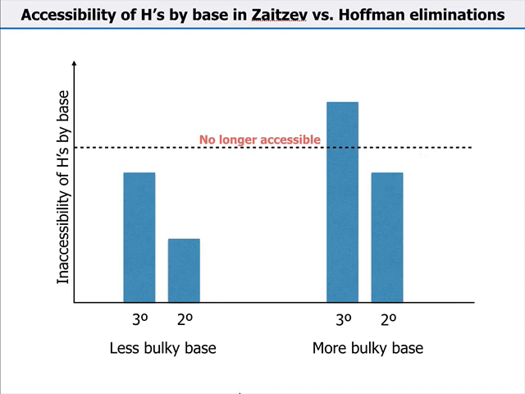With a less bulky base, you can grab both, but you're always going to grab the tertiary because it gets you the more substituted double bond. If you have the bulkier base, these things become less accessible and the tertiary becomes inaccessible completely. So your only option is the secondary.